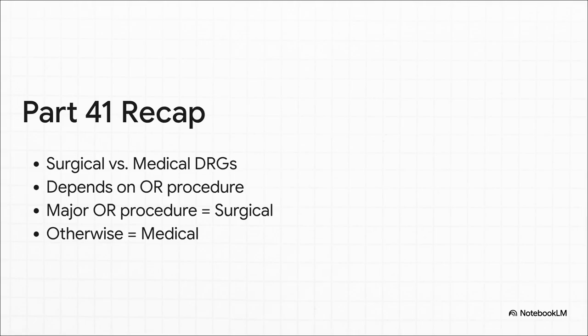Section 1, Intro and Recap. Just to ground ourselves before we move forward, let's quickly recap Part 41. We established that within major diagnostic categories, DRGs are split into either surgical or medical tiers. And what actually dictates that split? Well, it's based entirely on whether a major operating room procedure was performed. If a significant OR procedure is present, boom, it goes to a surgical DRG. If not, it just defaults to a medical DRG. Simple enough, right? Now let's add a new layer of complexity, the exact timing of when diagnoses happen.